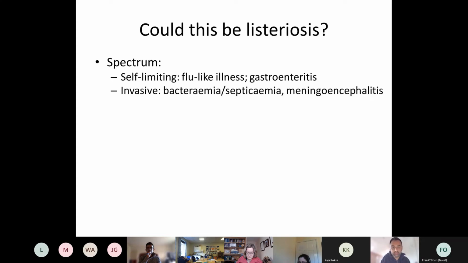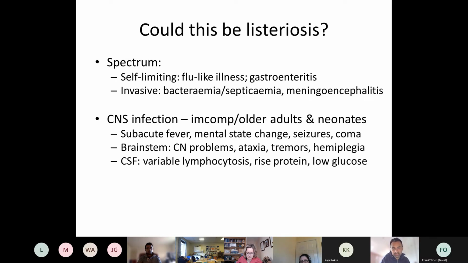So it's a spectrum of infection from a self-limiting flu-like illness, which causes a bit of gastroenteritis, to being invasive, and that's where you can get your bacteremia, quite severe septicemia and meningoencephalitis. So again, not that common, but we do see a few cases from time to time, and when you see one, it's hard to forget. So the CNS side of infection tends to happen in immunocompromised and older adults and in neonates.